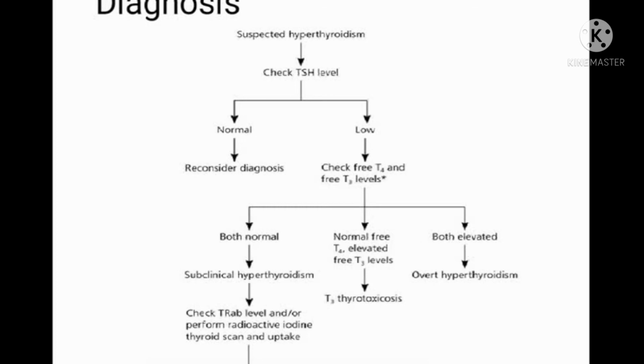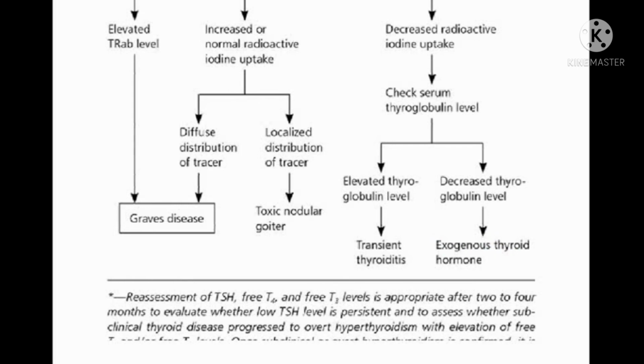After you reach subclinical hyperthyroidism, you have to investigate the patient more to find the possible cause. So you have to send a thyroid receptor antibody level and do a thyroid scan. If the thyroid receptor antibody level is elevated, the probable cause of the subclinical hyperthyroidism will be Graves' disease. If the thyroid receptor antibody is normal, we have to look at the thyroid scan results.